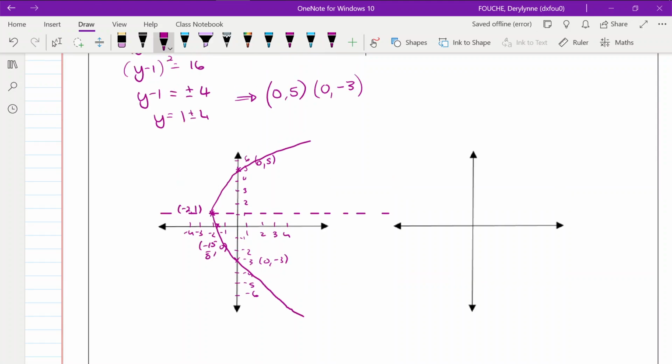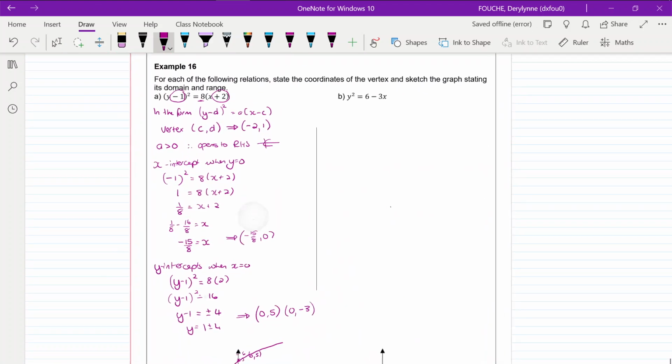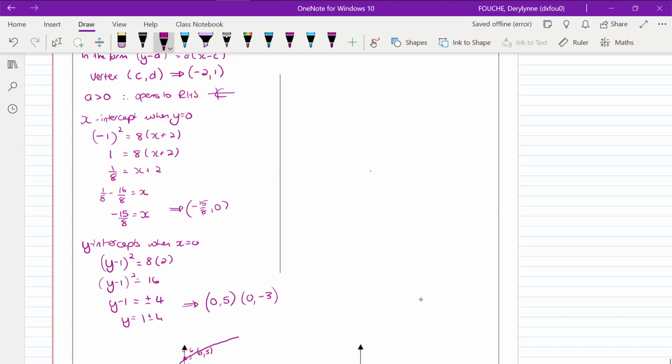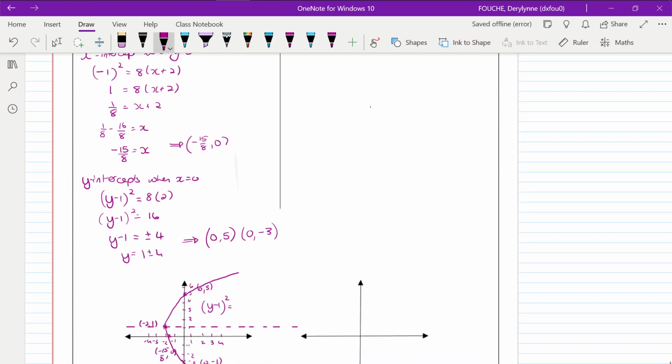So that's going to be y minus 1 all squared equals 8x plus 2. Again, the requirement is that you are labeling your vertex, your x and y intercepts, and your axis of symmetry.